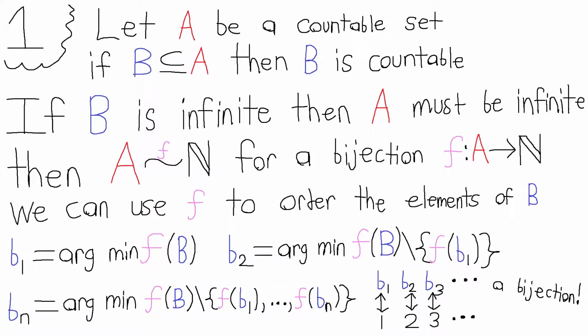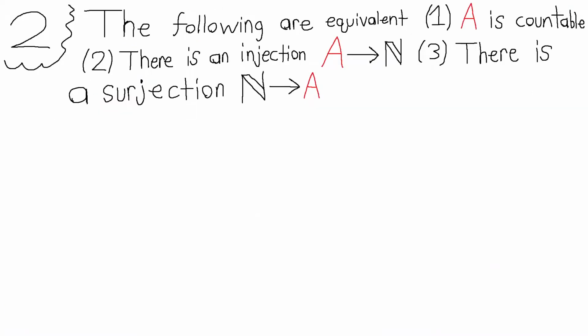We will now explore some conditions under which a set is countable. The following statements are equivalent. 1. A set A is countable. 2. There is an injection from A to the natural numbers. And 3. There is a surjection from the natural numbers to A.